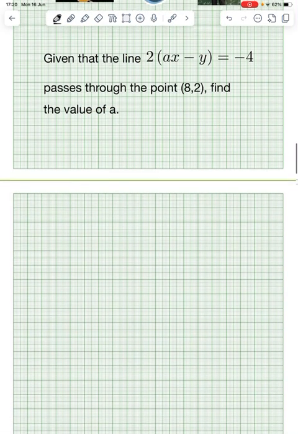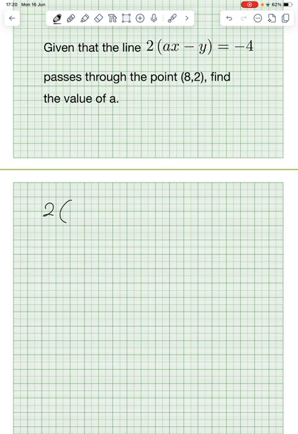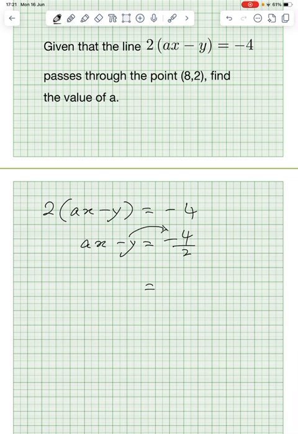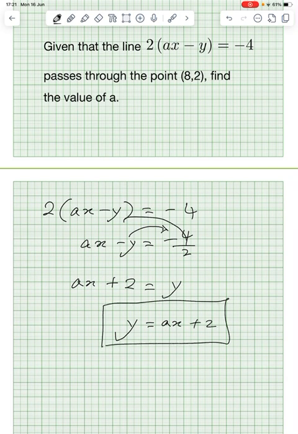We have to make it into this form from this form. Okay, let's get going. So what we have is 2(ax - y) = -4. All right, so what we have is ax - y = -4 divided by 2, that will give you -2. Your -y brought over here becomes y, and the -2 brought over becomes +2. So make it nicer: y = ax + 2. This is your straight line equation.